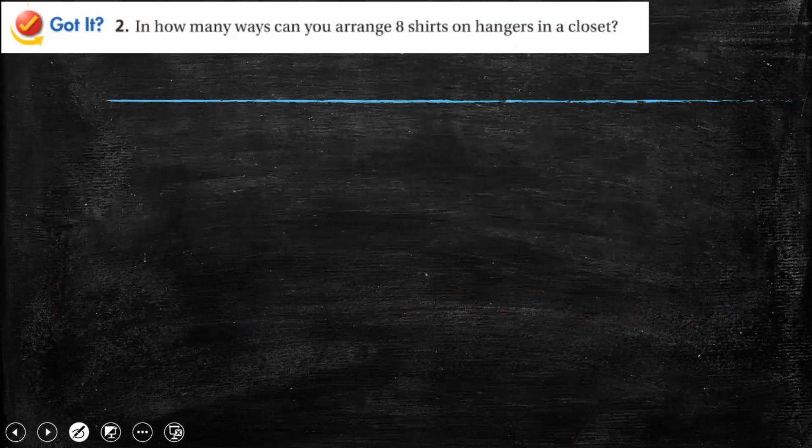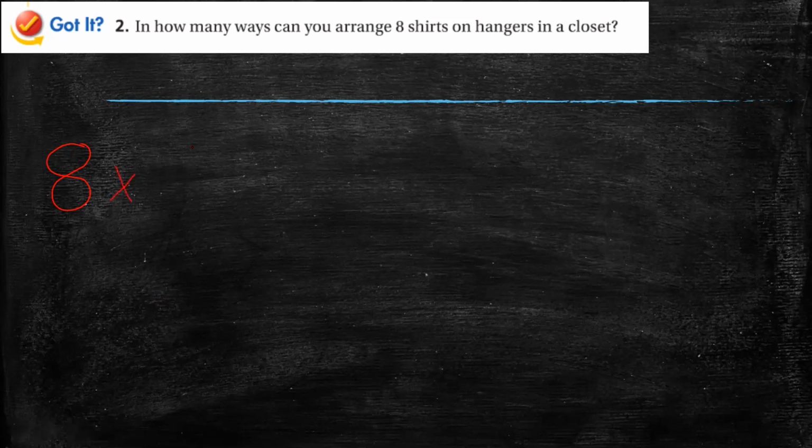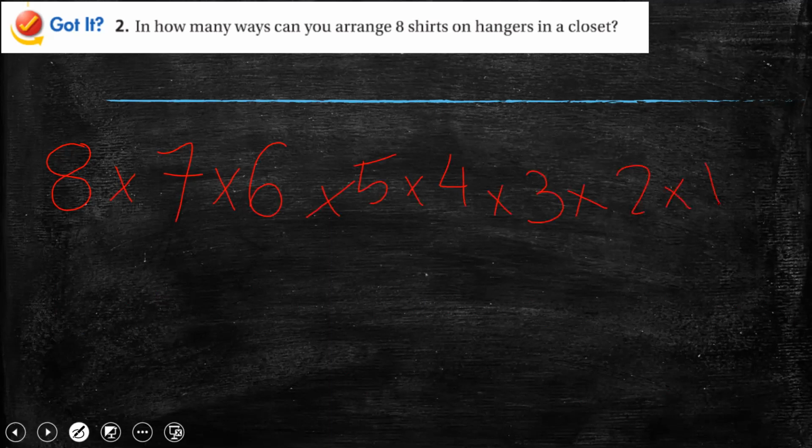Here we have another example. You have 8 shirts. You want to arrange them on hangers in a closet. So the first time, how many shirts do you have? 8. After you take the first shirt, how many shirts are left? 7. After that? 6. Then 5, 4, 3, 2, and 1. Or instead of writing these things, I will write it as 8 factorial.